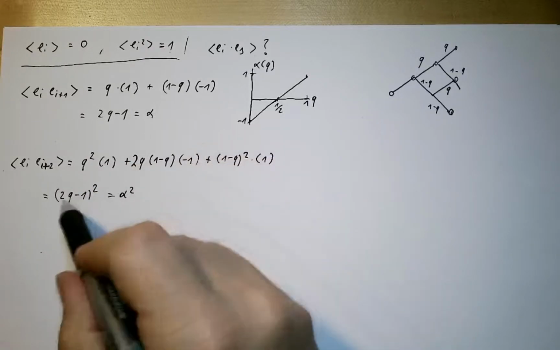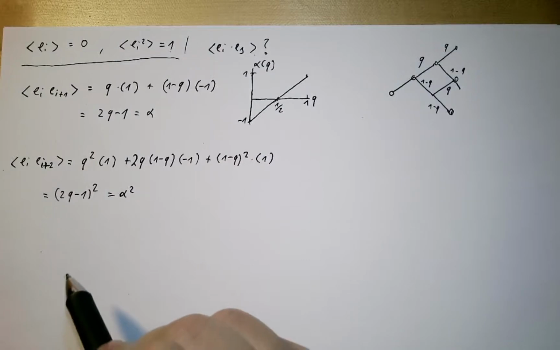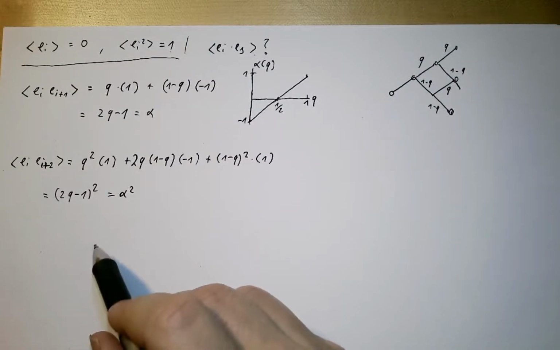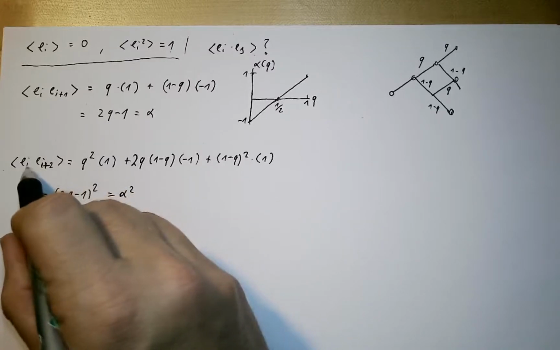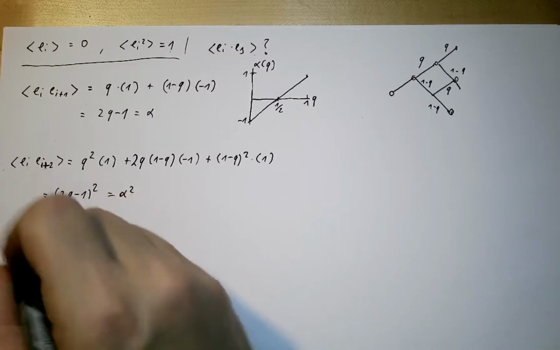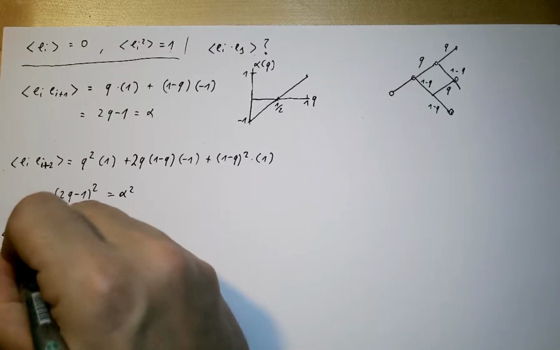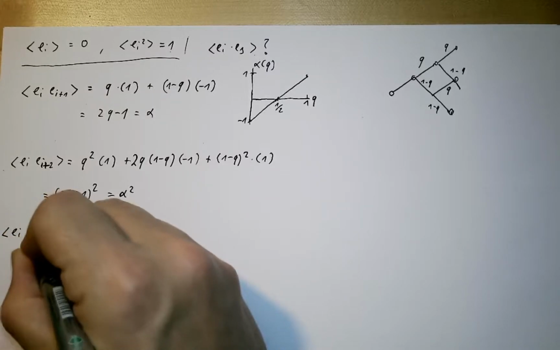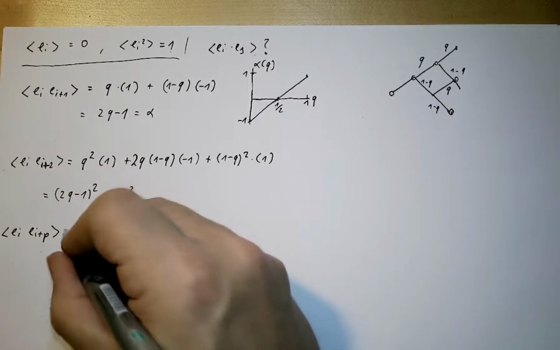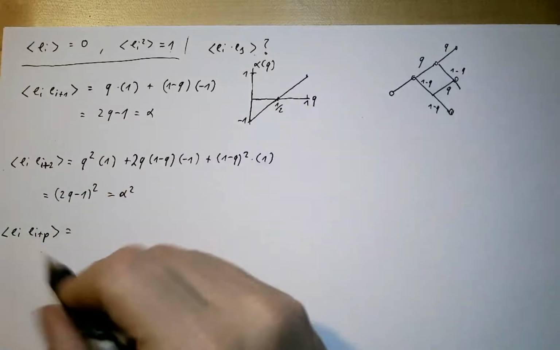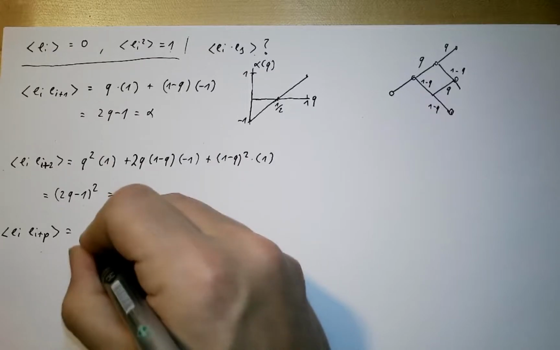Then we see this is 2q minus 1 squared, so it's alpha squared. Now you can do the same kind of calculations for larger time distances, so we have ei times ei plus a time difference p, and if you follow this up, you will get a binomial series.